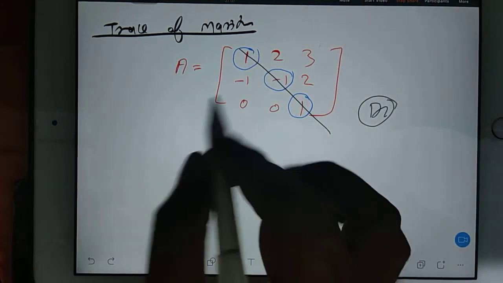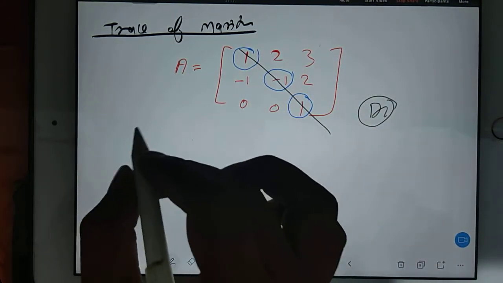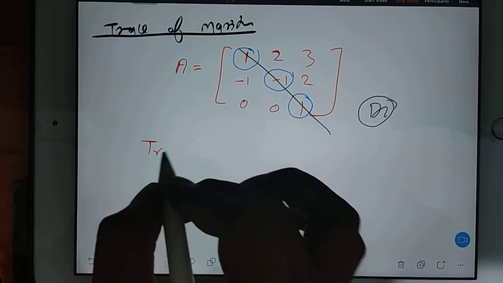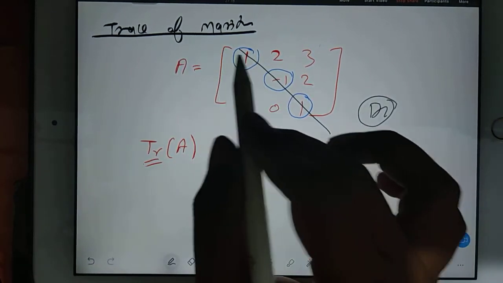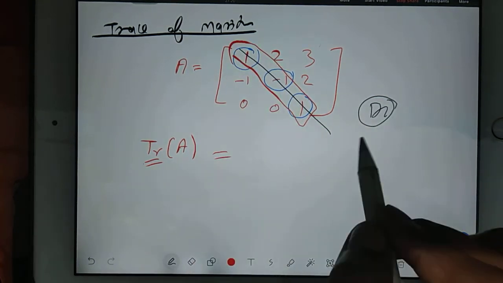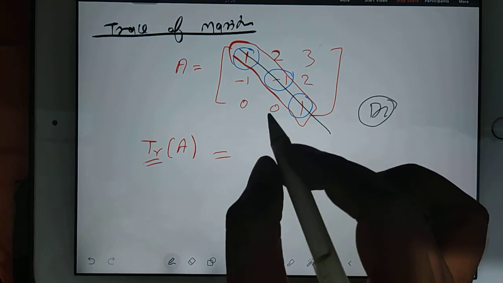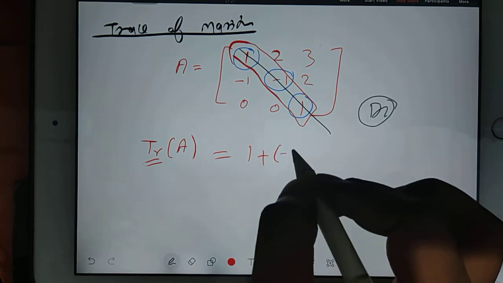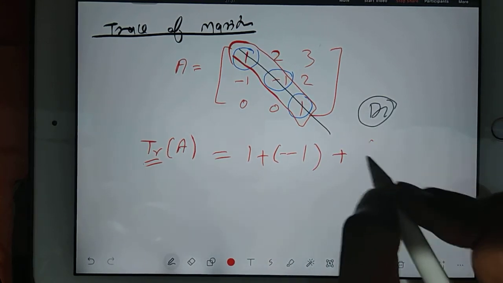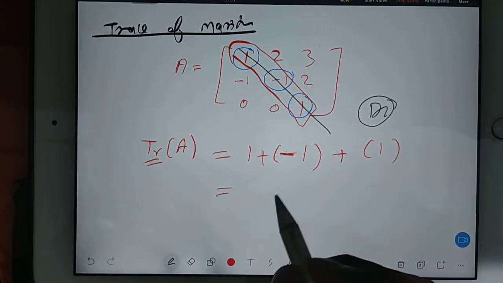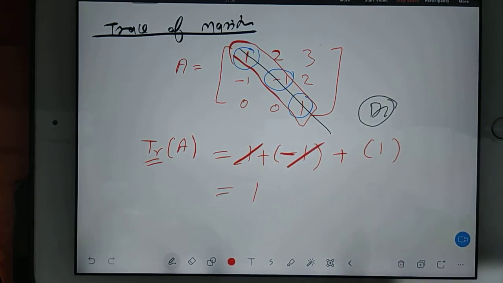So trace means you have to add those elements. You will show it like this: trace of matrix, you will say TR bracket A. This TR represents trace. Trace means add all the 3. That's all. Whatever answer comes, that will be the trace of the matrix. So 1 plus minus 1 plus 1. So 1 and minus 1 make 0, and this 1 is remaining. I hope my addition is correct.